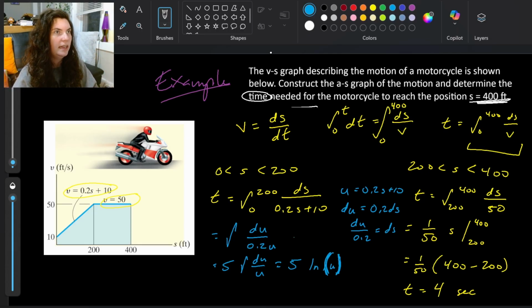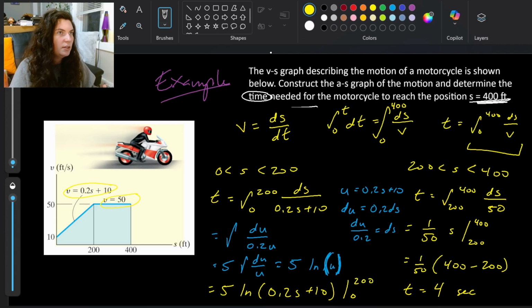but in our case, when we go and put this u back in and evaluate, I plug back in 5 times natural log of 0.2s plus 10. We're evaluating that from 0 to 200. Really, I don't need those absolute value signs there because everything inside of there is going to be positive. It's a definite integral. I know exactly what I'm plugging in. I don't need it because my s is going to be positive. Looking at my graph, I'm only dealing with positive s's.